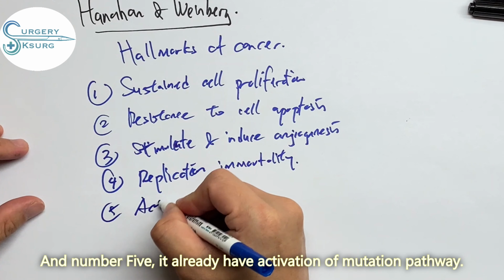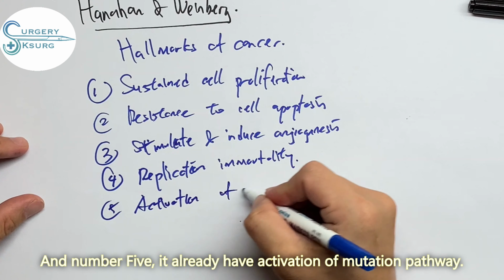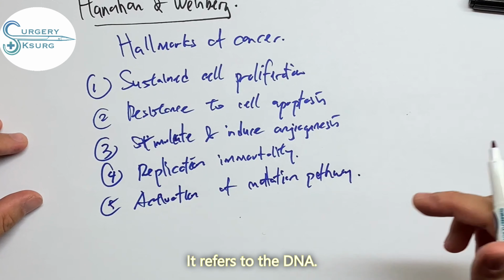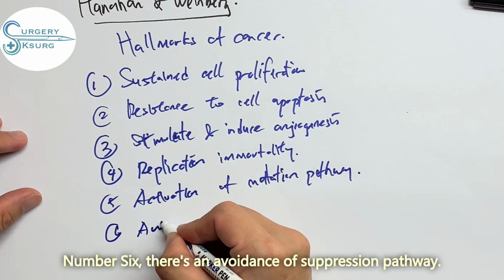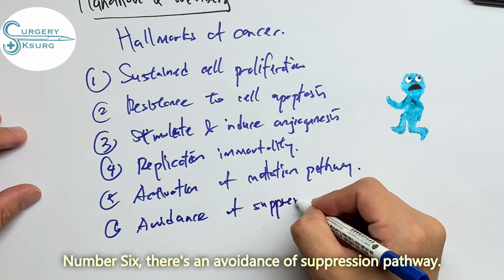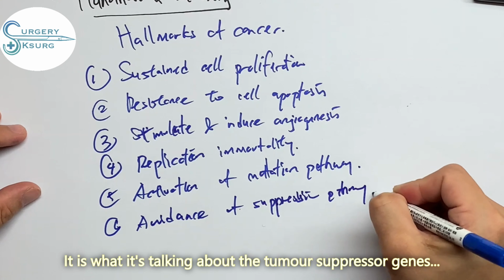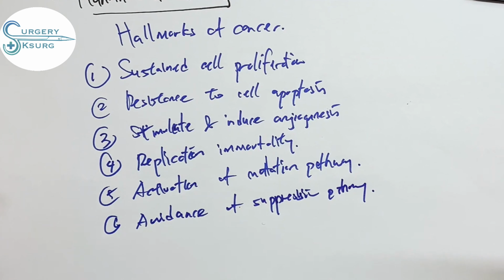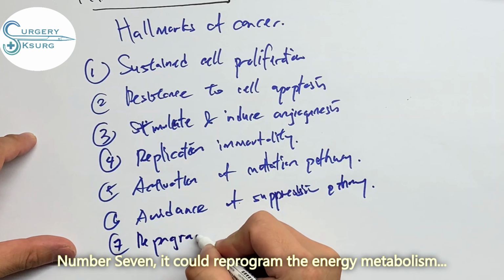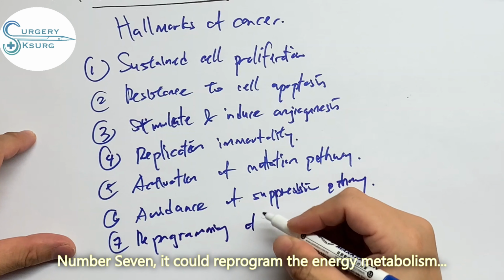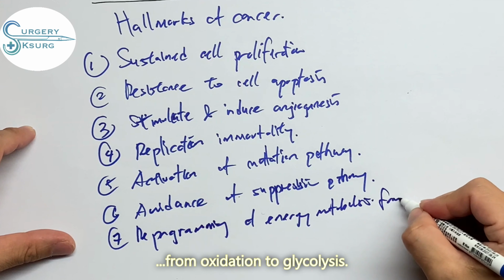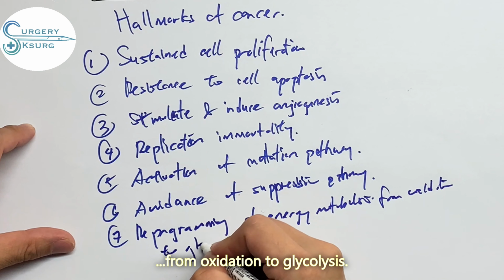And number five, it has an activation of mutation pathways. It's actually talking about the DNA. Yeah? Number six, there's an avoidance, right, of suppression pathways. This is what he's talking about, the tumor suppressor gene and the DNA repair mechanism. And number seven, there's a reprogramming of the energy metabolism from oxidation to glycolysis.